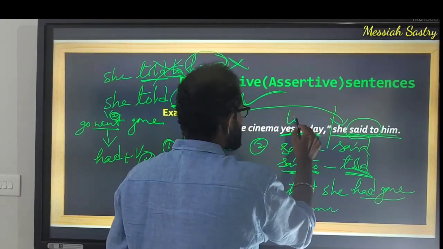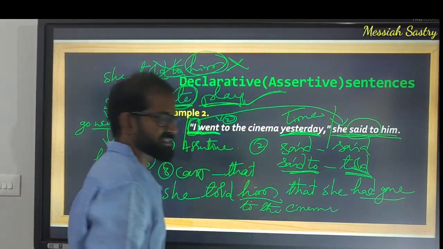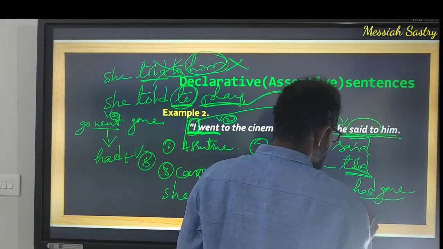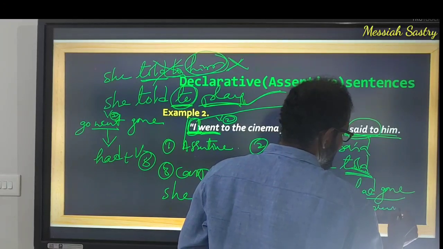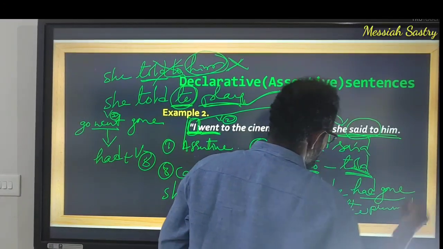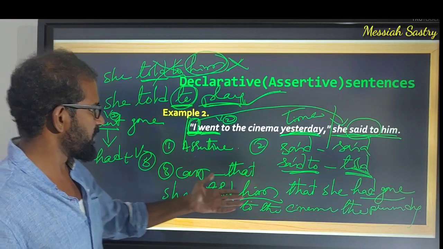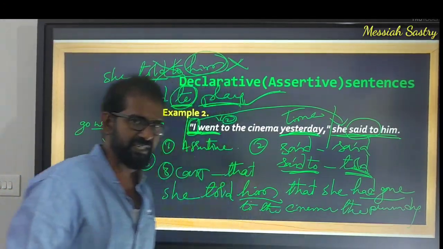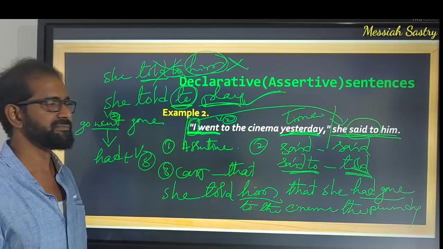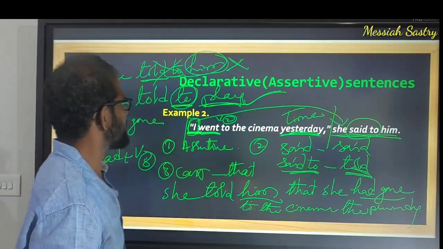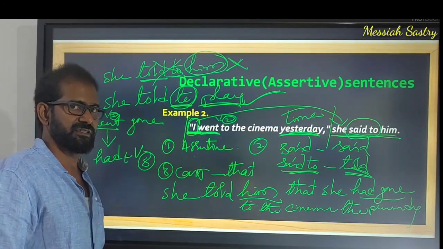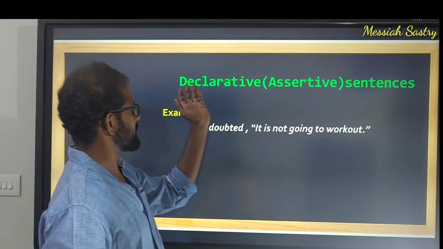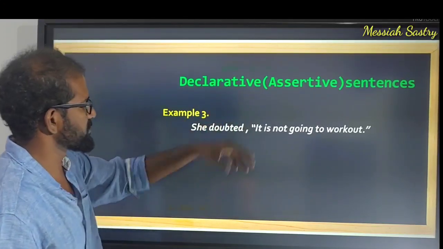Yesterday, this is the time. Yesterday changes to, fourth table, the previous day. Full stop. She told him that she had gone to the cinema the previous day. This is how we change declarative or assertive sentences. And now the last example regarding declarative and assertive sentences.